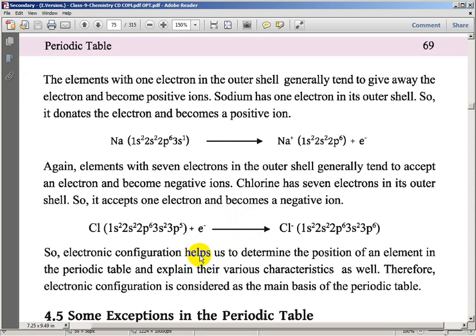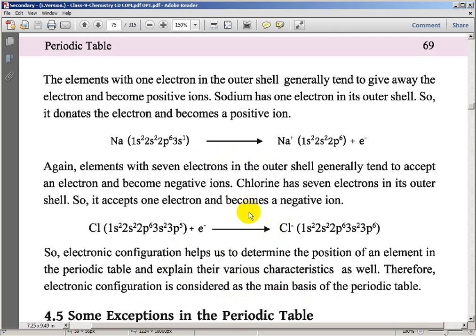Electronic configuration helps us to determine the position of an element in the periodic table, and it also explains their various characteristics as well, such as whether it forms positive ions, whether it is a metal or a non-metal. So we find the properties of elements from electronic configuration as well. Therefore, electronic configuration is considered the main basis of the periodic table.